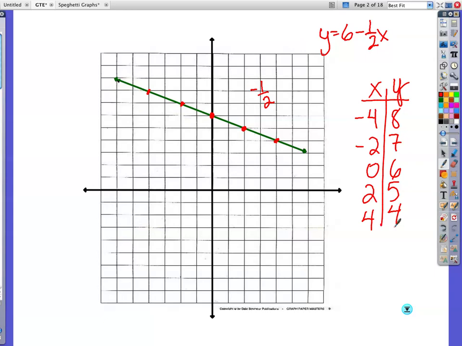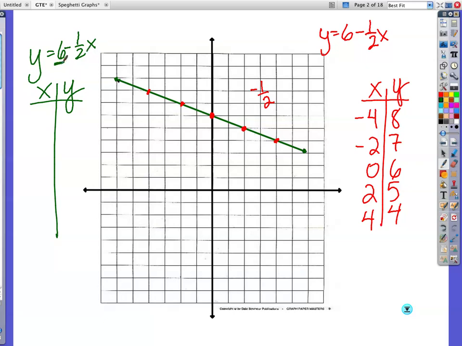Okay, I'm going to get rid of this. I'm going to show you another way. Oh no, I'm not going to get rid of that. I'm going to show you the alternative method. And we're going to use this y = 6 minus 1/2 x. Let's pretend we don't even have the graph. I can only go by this.